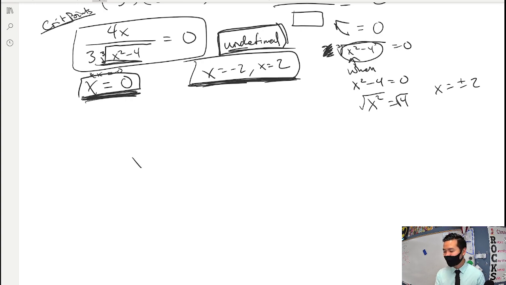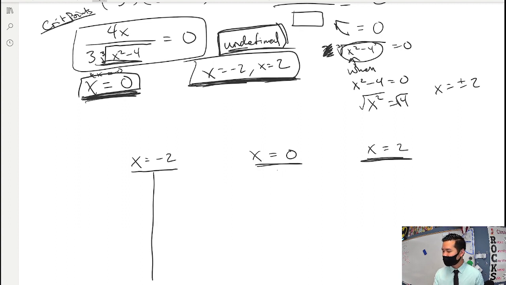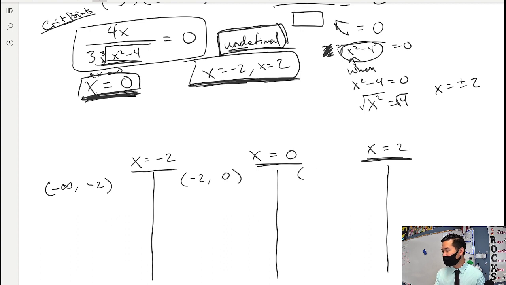I'm going to set it up as x equals negative 2. What's the next one going to be? x equals 0. What's the next one? x equals 2. Why did I put it this way? Because 0 is in between negative 2 and 2. Put it in order so that when you do your interval setup, check it out. This is going to go from negative infinity to negative 2, this one from negative 2 to 0, this one from 0 to 2, and this one from 2 to infinity. Very good.